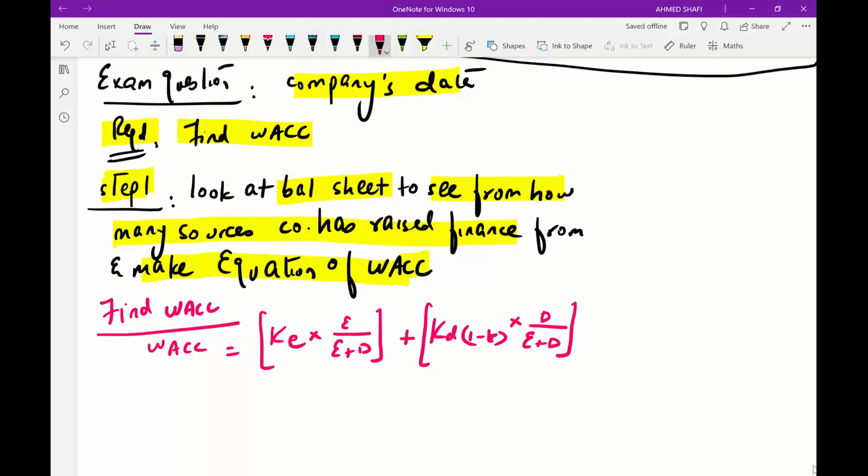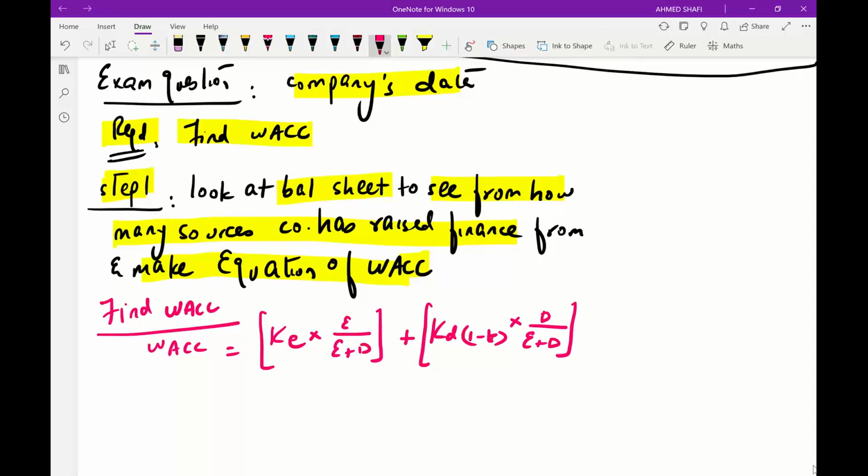Let's suppose when it asks you to find WACC, you look at the balance sheet and see the company has raised finance from two sources, equity and debt. That means the company has to give return to two parties, one to equity holders, one to debt holders, and bear two costs, KE, cost of equity, and KD, cost of debt. So WACC would be KE plus KD on their respective portions. KE on equity proportion, that's equity over total. KD on debt portion, debt over total. What is the advantage of this equation? Once you get this equation, you know which variables you need, calculate them, that's it.